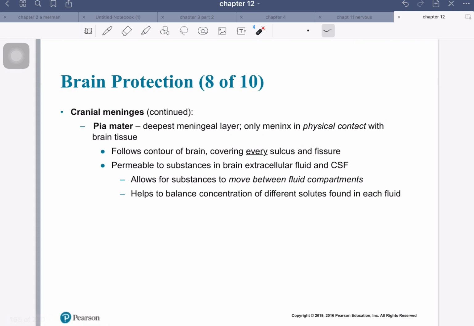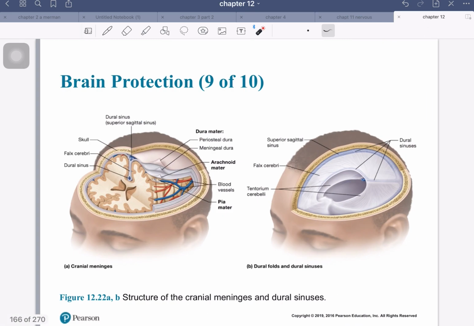Now let's look at the deepest of the meninges, and that's the pia. It's the deepest, and it's the only one in contact with the brain tissue, and it really does follow the contours of the brain, and it covers every sulcus and every fissure. It's almost like it was shrink wrapped on it, and in many cases people would see it and not even recognize that it's there, because it really follows that outer surface. And it's permeable to substances in the brain's extracellular fluid and the CSF. And this allows substances to move between fluid compartments and helps to balance concentration of different solutes found in the fluid.